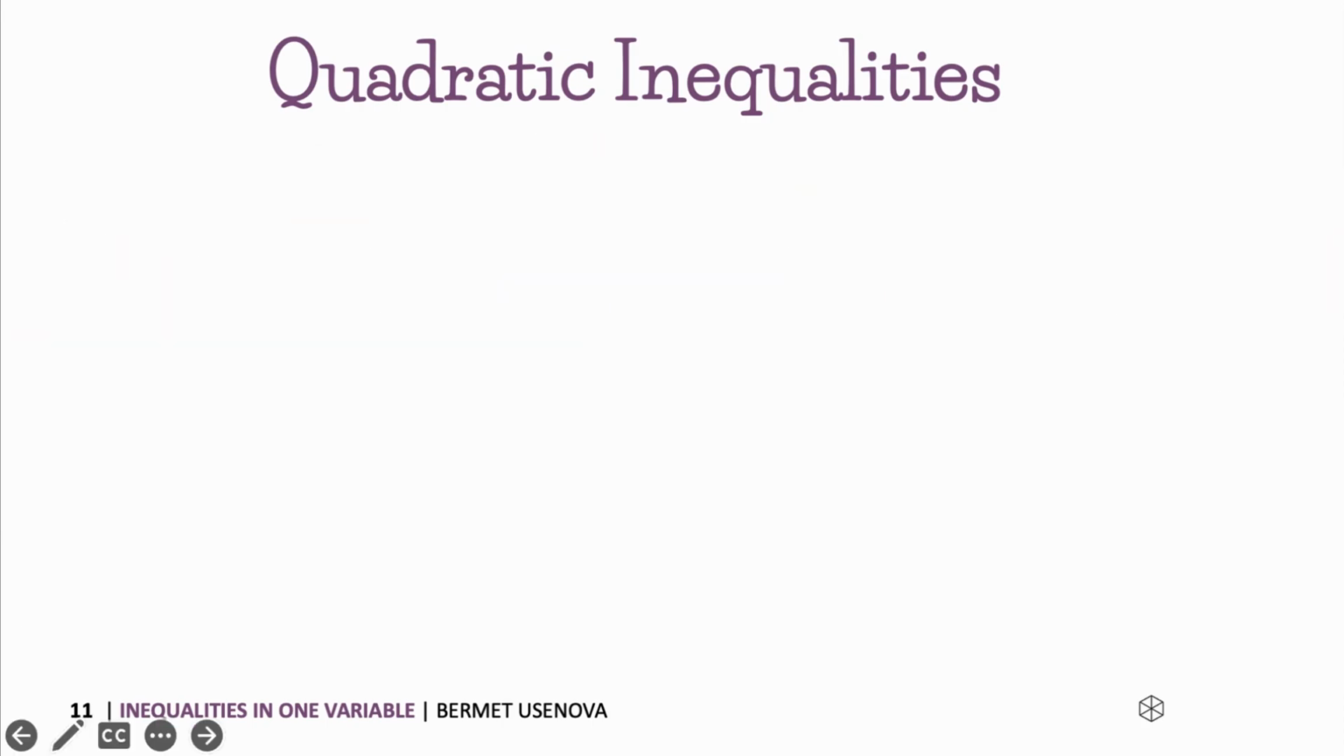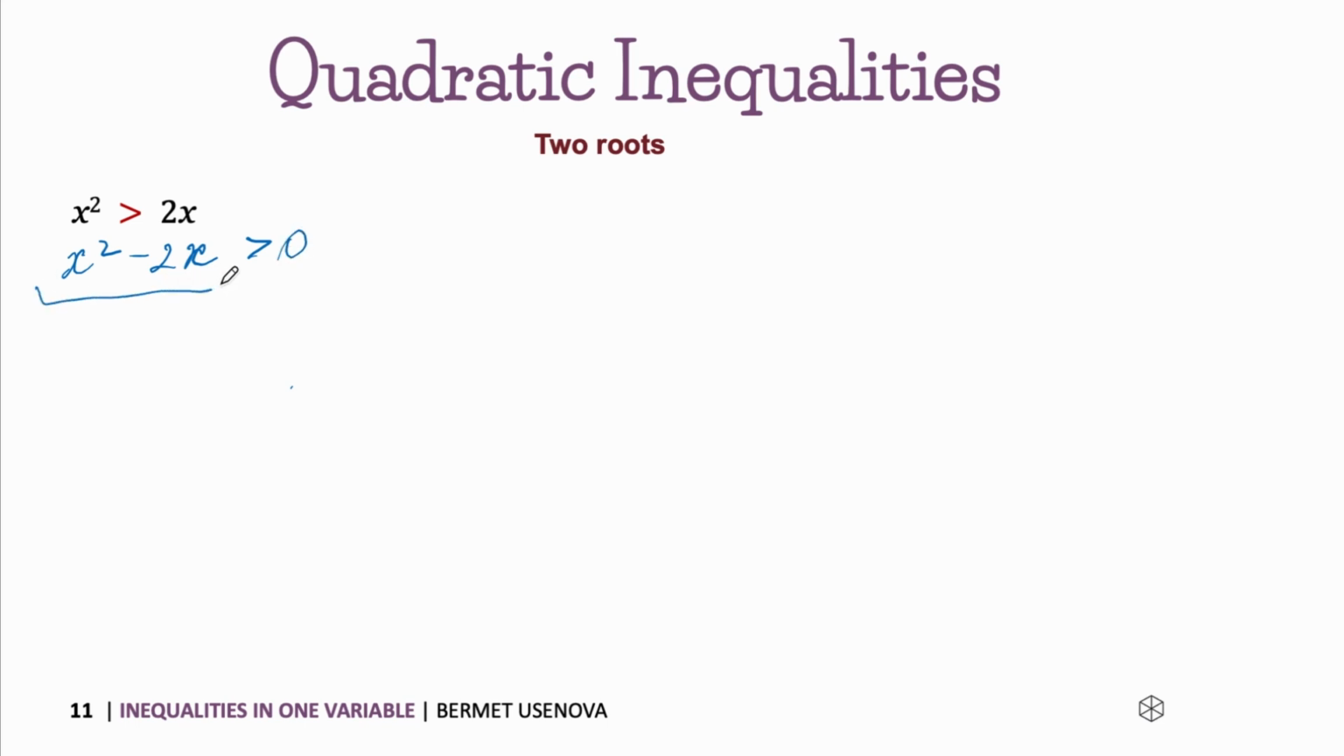And finally, let's consider the situation when the discriminant of the quadratic term is greater than 0 and we have two roots. So let's take a simple term, x squared greater than 2x. Same as previously, we move everything to one side, and then we look at this quadratic term and try to find the roots.